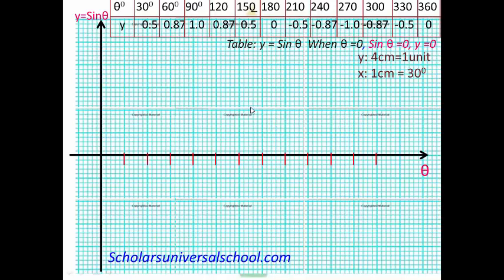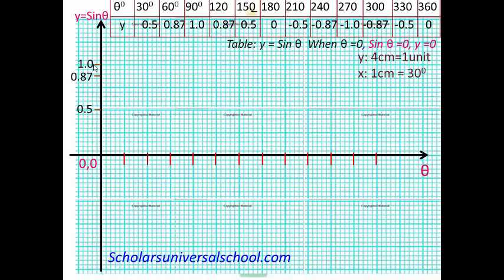So we have calibrated our x-axis, and we are starting from this point 0, 0. That is when the value of y is 0 and when the value of theta is also 0. So that is the origin. Then we can see from here, looking at this graph from here up to this place, we are having 4 centimeters. This is 1, 2, 3, 4. So we are having 4 centimeters.